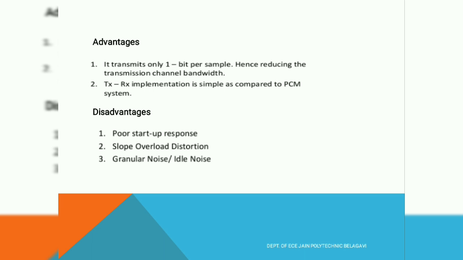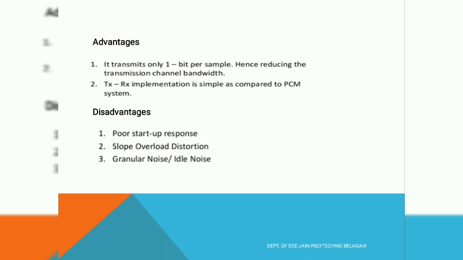There are certain advantages and disadvantages of the delta modulation system. In advantages, it transmits only 1 bit per sample, hence it reduces the transmission channel bandwidth, meaning you utilize less channel bandwidth. Also, the transmitter and receiver implementation is simple compared to pulse code modulation.